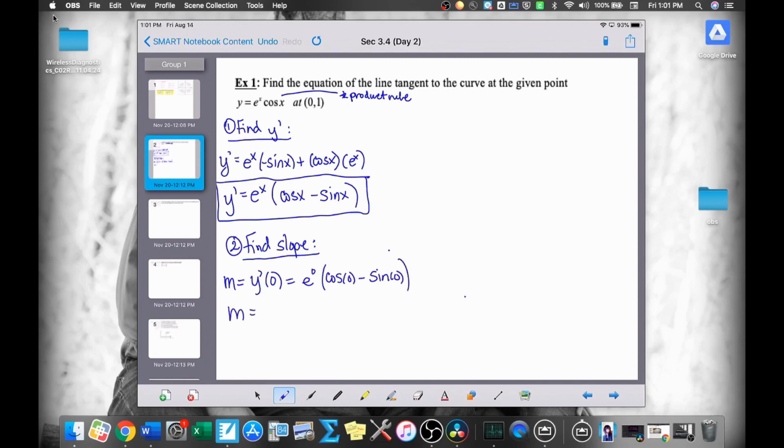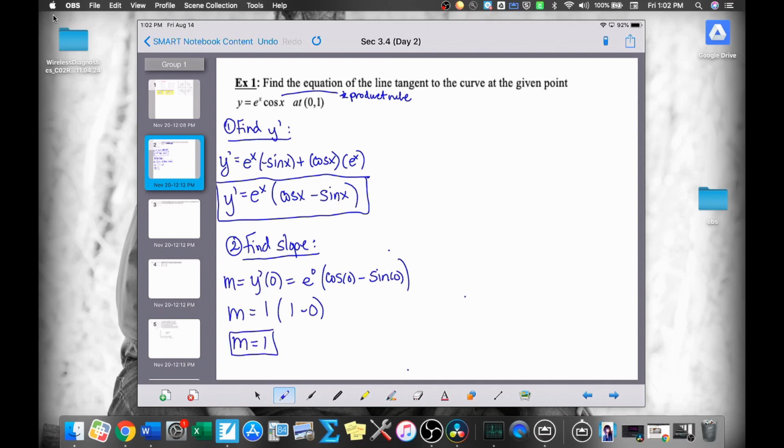Slope is going to be equal to... anything to the 0 power is 1, so e to the 0 is 1. And now we need to think about the unit circle. The cosine of 0 is 1, and the sine of 0 is 0. 1 minus 0 is 1, 1 times 1 is 1. So we get that the slope of our line is going to be 1.